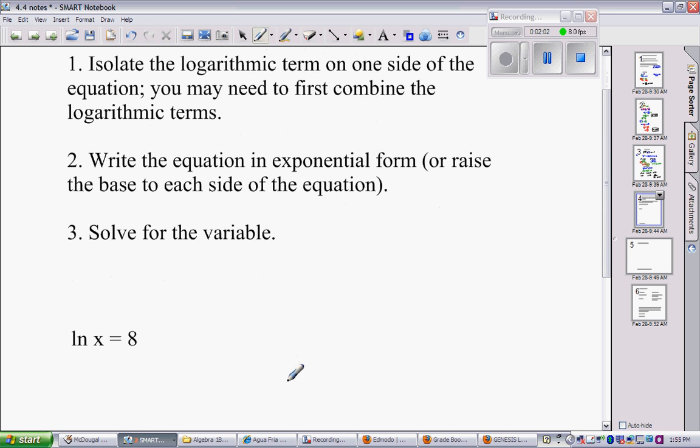So our first problem is ln of x equals 8. So we can just say that x equals e to the 8th. And we can plug that into a calculator and work it out. Let's work it out to 2,981.